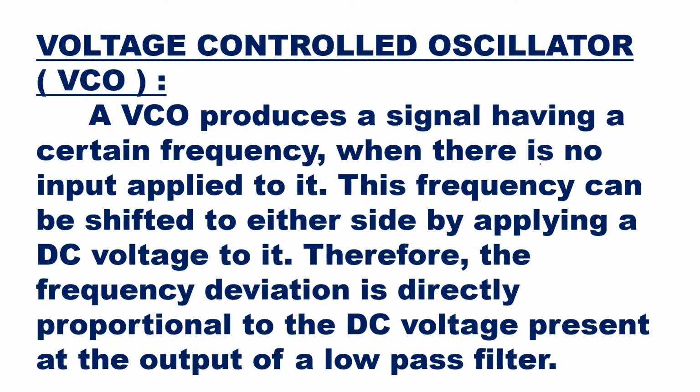Then you have the voltage controlled oscillator, VCO. A VCO produces a signal having a certain frequency when there is no input applied to it. This frequency can be shifted to either side, meaning it can be increased or decreased, by applying a DC voltage to it. Therefore, the frequency deviation is directly proportional to the DC voltage present at the output of the low pass filter. So this is the construction explanation of the PLL.